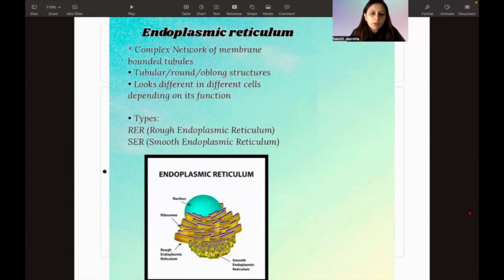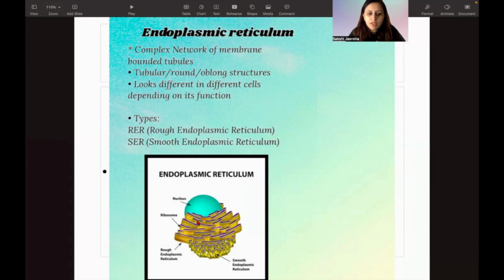Okay, now we talk about the endoplasmic reticulum. Endo means something which is inside. Plasmic is the word coming from plasma, and reticulum means the network. So from the name, as we can see, it is the network of some tubules which are present inside the plasma. Which plasma are we talking about here? The cytoplasm. So it is a complex network of membrane-bound tubules.